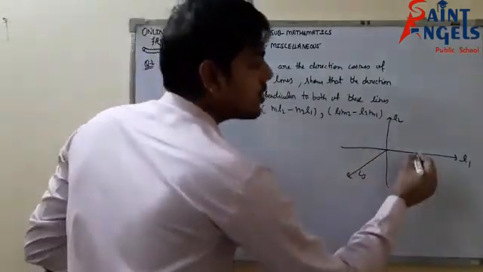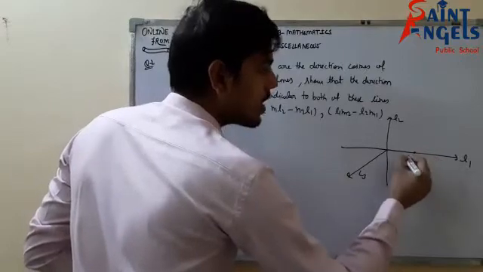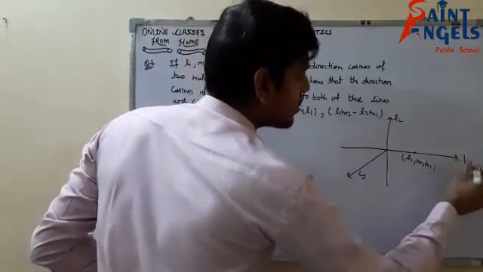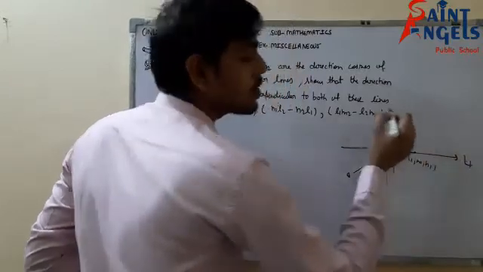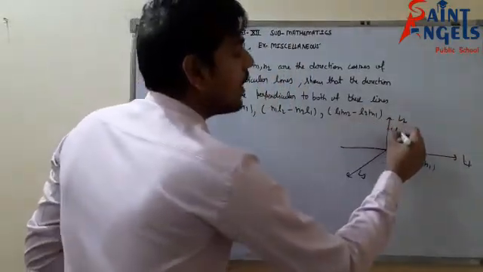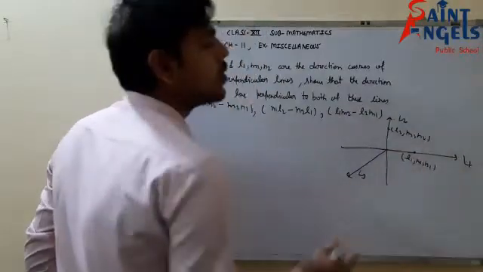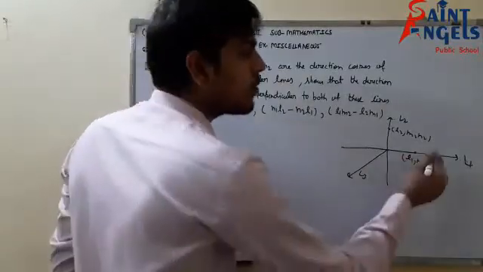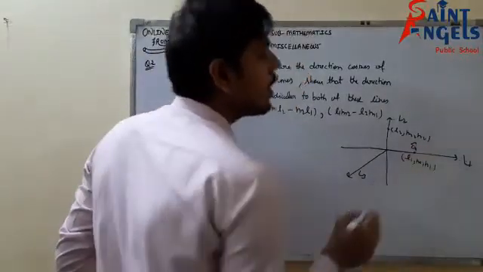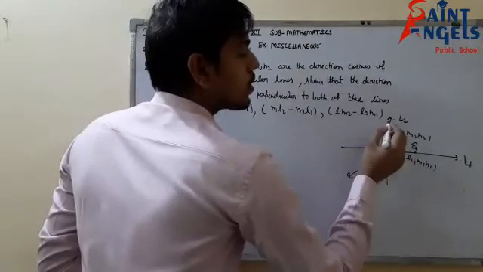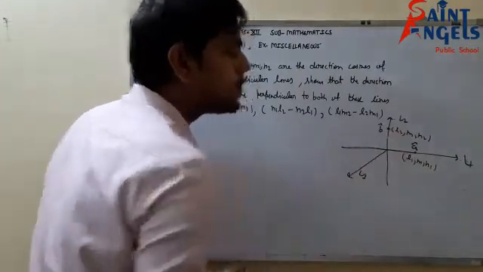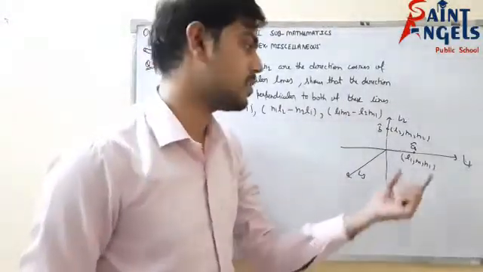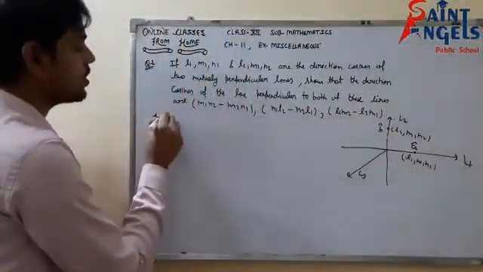The direction cosines of line L1 are l1, m1 and n1, and the direction cosines of line L2 are l2, m2 and n2. Suppose the unit vector on line L1 is a cap and the unit vector on line L2 is b cap. We know that in a unit vector the coefficients of i, j and k are the direction cosines.